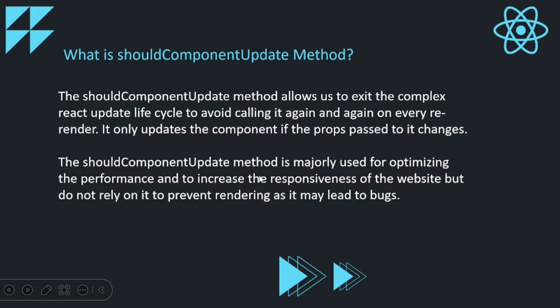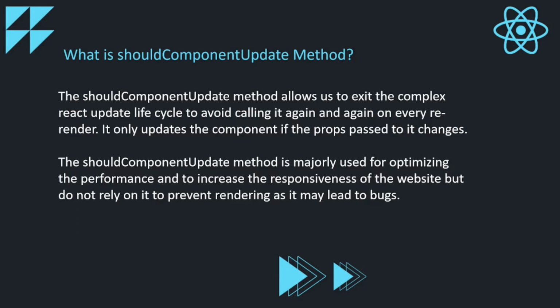The shouldComponentUpdate method is majorly used for optimizing performance and increasing the responsiveness of the website, but do not rely on it to prevent rendering as it may lead to bugs. It is an important point to note why we majorly use shouldComponentUpdate: because we need to optimize the performance of our React application. How can we optimize it? Whenever we do not restrict the re-rendering, it will always occur. Every time there is a small change in state or props, it will re-render.